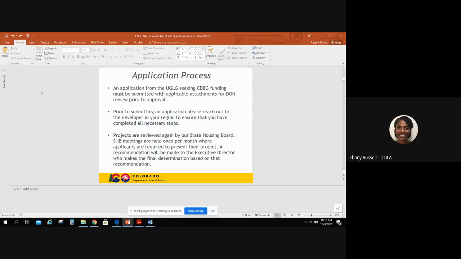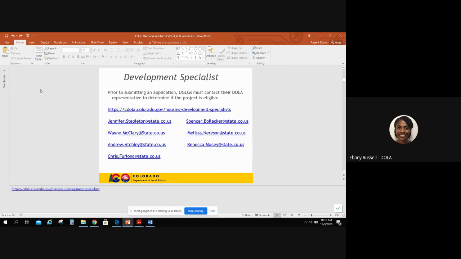Projects are reviewed by the State Housing Board. Once you submit your application to the Division of Housing, it's reviewed by your development specialist, and then again by the State Housing Board. Those meetings are held once a month where applicants are required to present their project. After that, a recommendation will be made to the executive director, who makes the final determination based on the information provided to the State Housing Board.